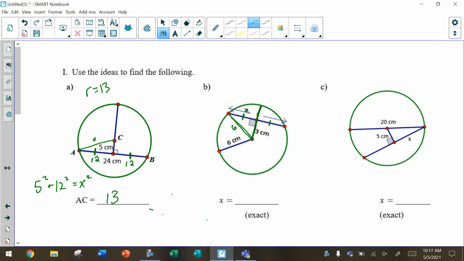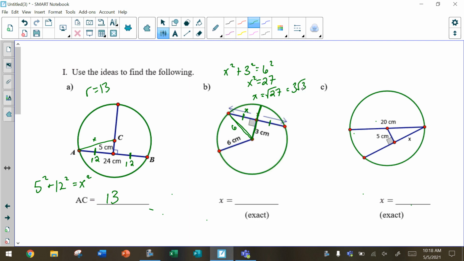So if I call this piece X, now we're doing leg squared plus leg squared equals hypotenuse squared. So 36 minus 9 is 27. So X squared is equal to 27. So X is equal to the square root of 27, which when you simplify that, well, what times what is 27? Well, that's 9 times 3. Square root of 9 is 3, so this is 3 radical 3.